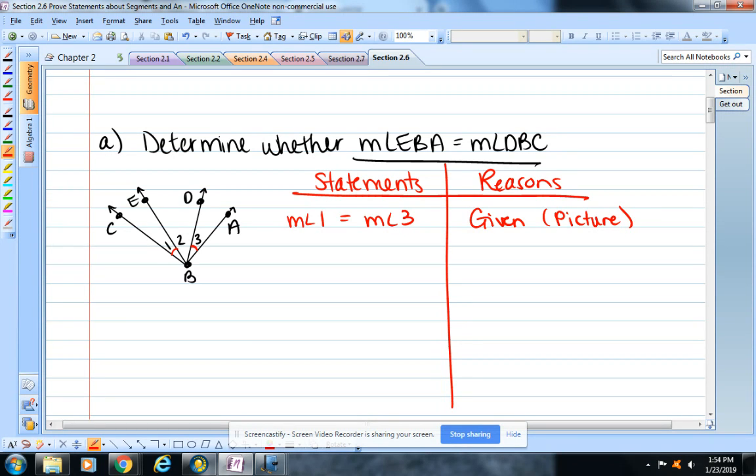Y'all with me? Okay, so how do I get the measure of angle EBA? What 2 things make up EBA again? Yeah, so the measure of angle 2 plus the measure of angle 3 equals the measure of angle EBA. And guess what tells us that? Something we learned last chapter called the angle addition postulate. So you can use any theorem or definition that we have covered as a reason. I can't spell postulate.